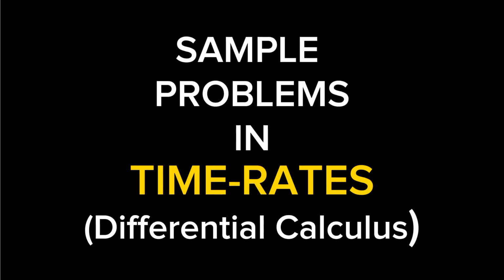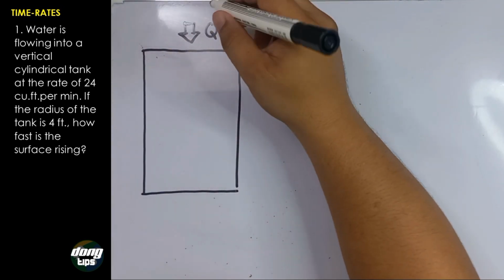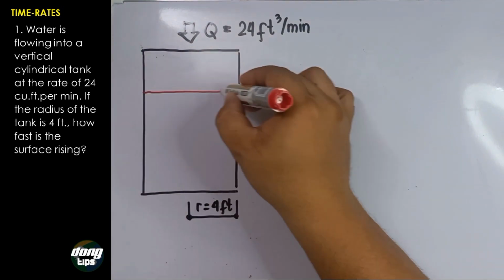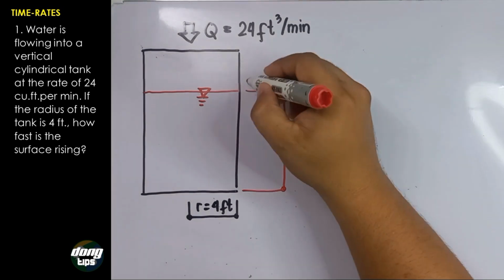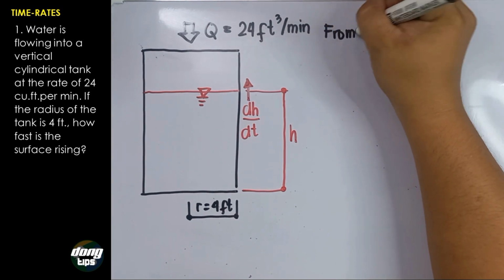Here are some problems regarding time rates using differential calculus. Problem number 1. Water is flowing into a vertical cylindrical tank at the rate of 24 cubic feet per minute. If the radius of the tank is 4 feet, how fast is the surface rising? Let's use h as the height of water at specific time, and dh over dt as the rate of how fast the water is rising.